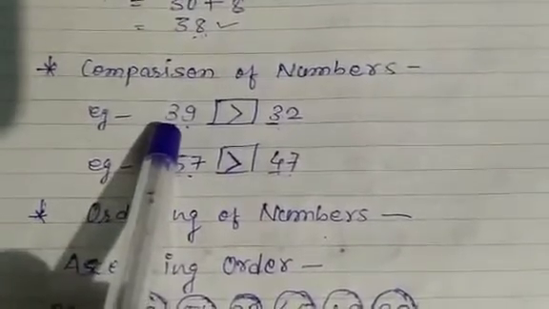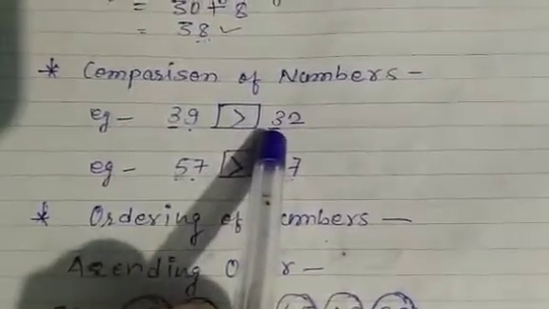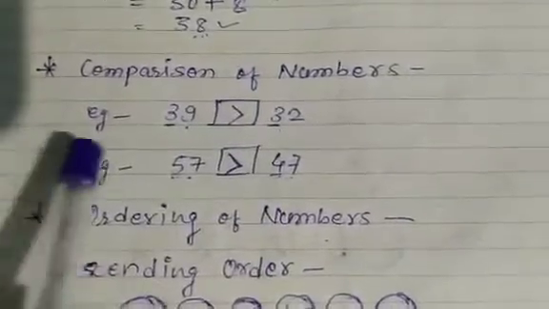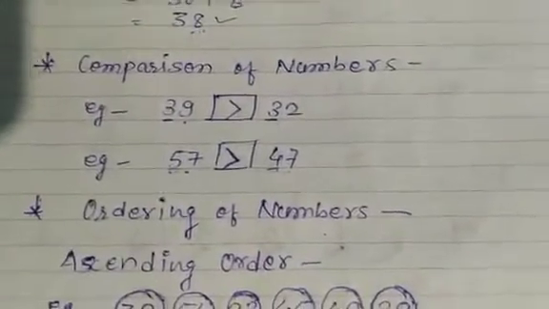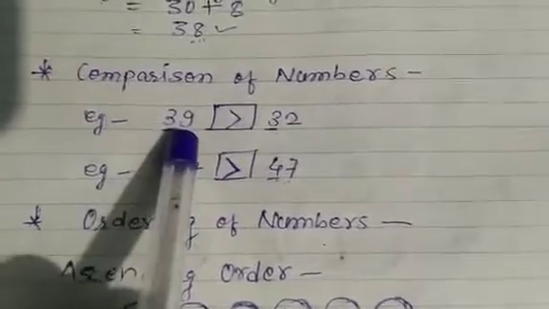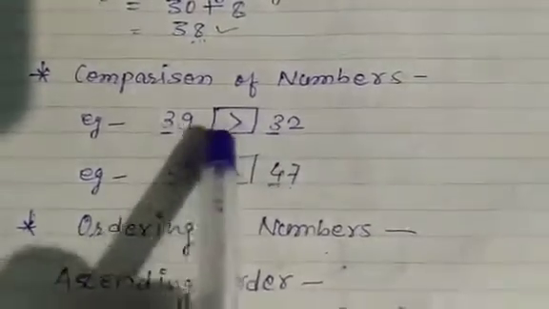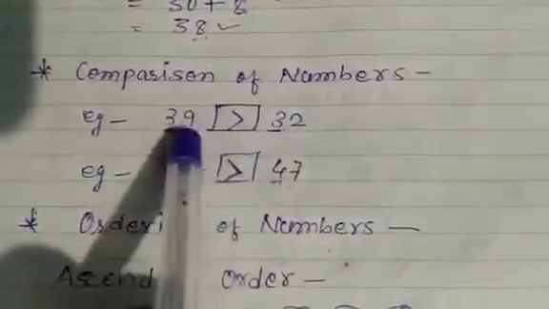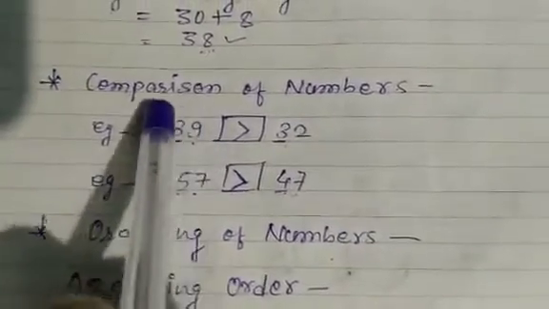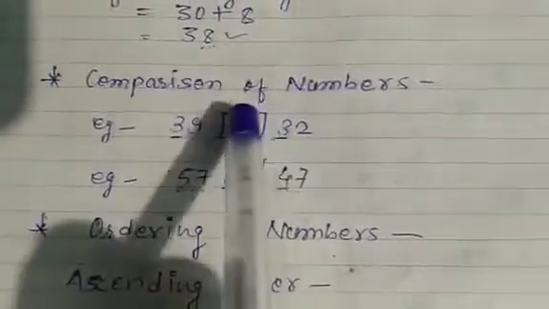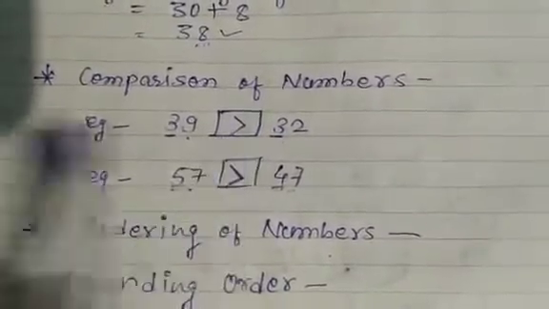As you can see, here is 3, here is 3, that means the digits are equal. So we will compare the second digit of these numbers. The second digit is 9 here, and 2 here. In 9 and 2, 9 is greater, so the whole number 39 will be greater than 32. So I will give the sign of greater than.